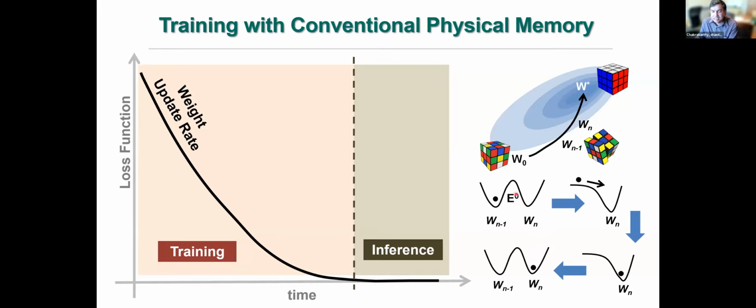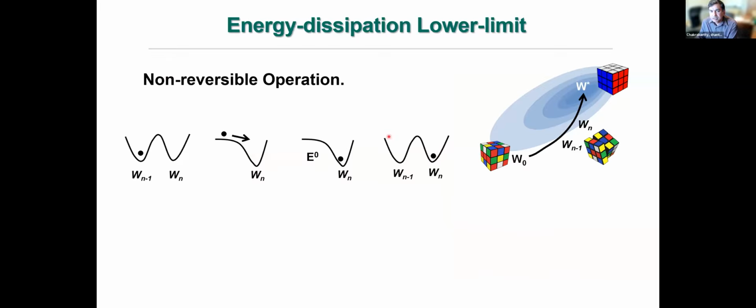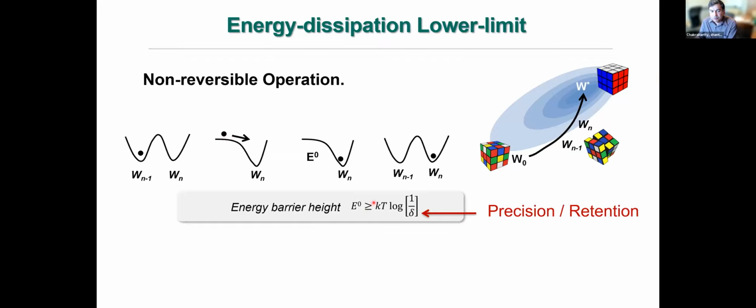Okay? And this is the conventional approach for updating the memory. When you look at how much power you will dissipate in this single operation, I'm going to assume non-reversible operations, I'm not doing anything fancy. Essentially, whatever energy I add to this state, I'm dumping it out. And that barrier height is typically determined by the precision and the retention of the memory. So the delta here is the precision that is required for the updates.